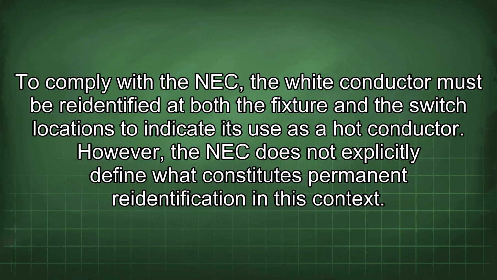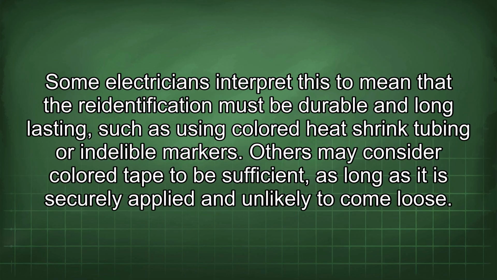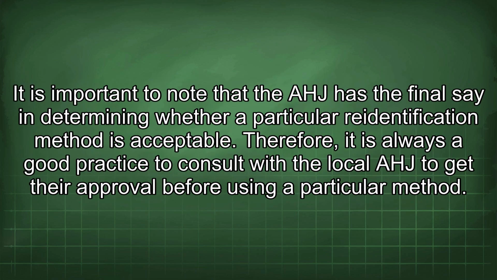However, the NEC does not explicitly define what constitutes permanent re-identification in this context. Some electricians interpret this to mean that the re-identification must be durable and long-lasting, such as using colored heat shrink tubing or indelible markers. Others may consider colored tape to be sufficient, as long as it is securely applied and unlikely to come loose. It is important to note that the AHA has the final say in determining whether a particular re-identification method is acceptable.